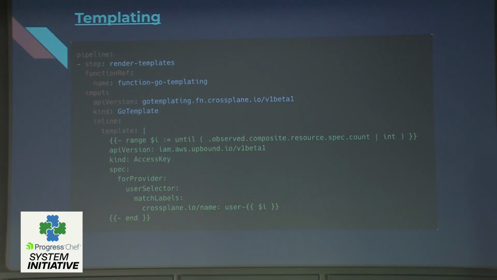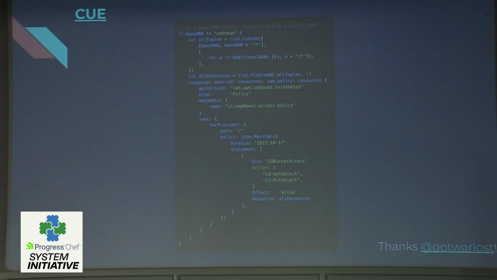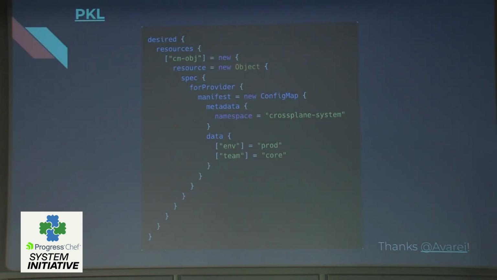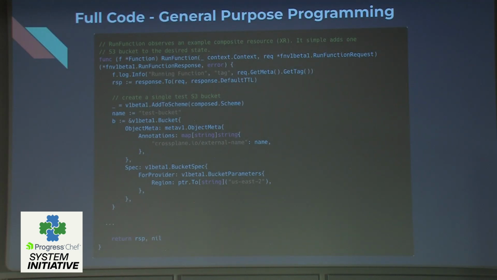So most familiar is Go templating. Here we just create a list of access keys provided by a count of resources we have. We have KCL, where we create EC2 instances based on a set of regions. Here we have an example where we construct an IAM policy based on a list of ARNs, a config map with pkl, and last but not least, we create a bucket completely just with Golang.